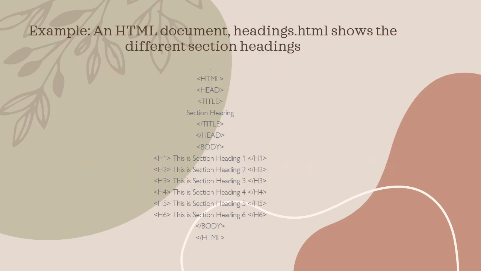This is an example of using the headings: HTML tag open, head, title open. This is the section heading, title closed, head closed, body open. H1 we have written, this is section heading 1, H2, and the same thing we are writing till H6, and then finally we are closing H6, and now we are closing the body tag, and finally the HTML tag, and now we are going to see the output of the same.